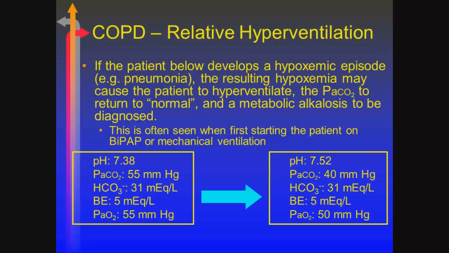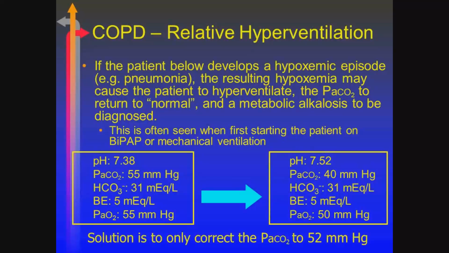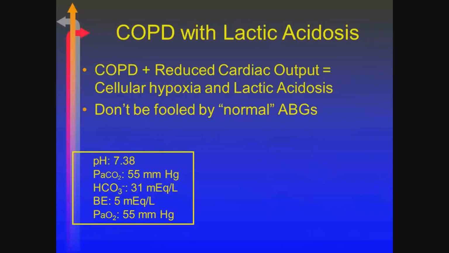Everybody follow the train of thought there? Acute on chronic. And if I want to correct that CO2, I'm not going to correct it back to 40. I'm going to correct it back to bicarb divided by 0.6, which works out to 52. You've got to be careful of that one.